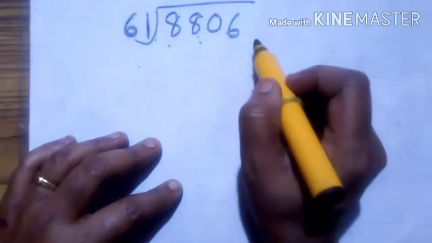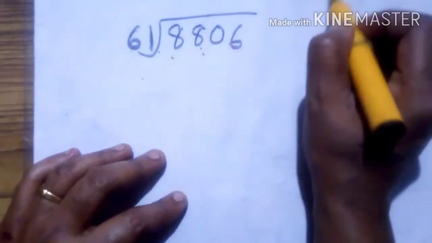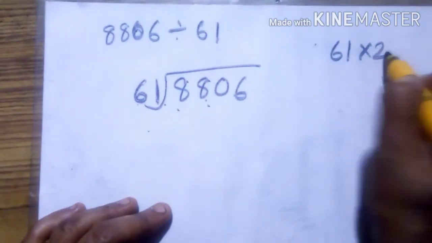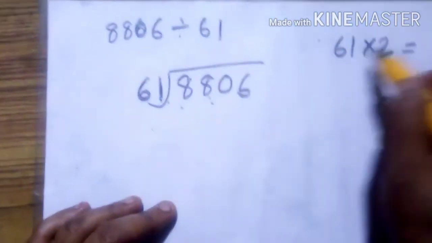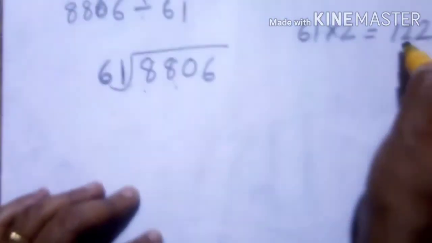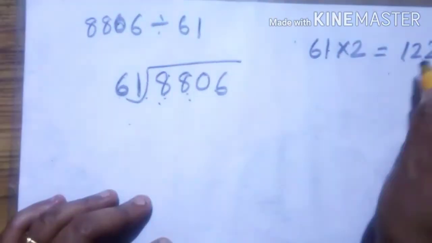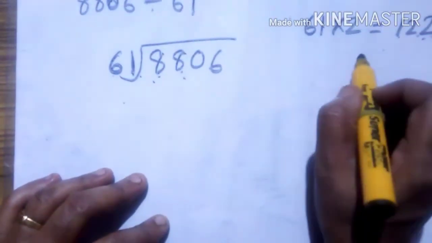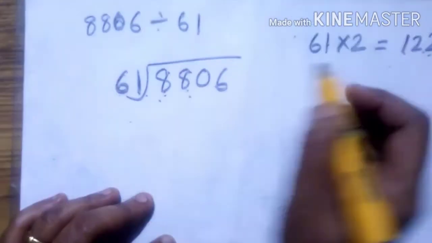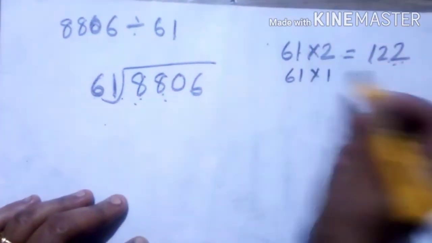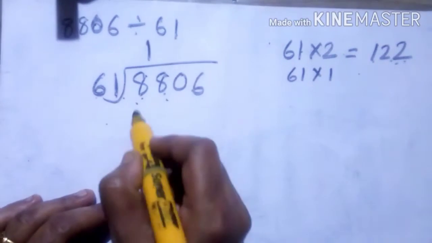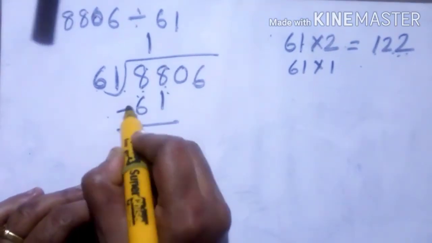So you have to check with 61 into 2 whether it goes or not. 61 into 2: 2 ones are 2, 6 into 2 is 12. That is 122, which is greater than 88. So you have to take a number which gives less than 88. That will be 61 into 1, which is 61 itself. Now you have to subtract.